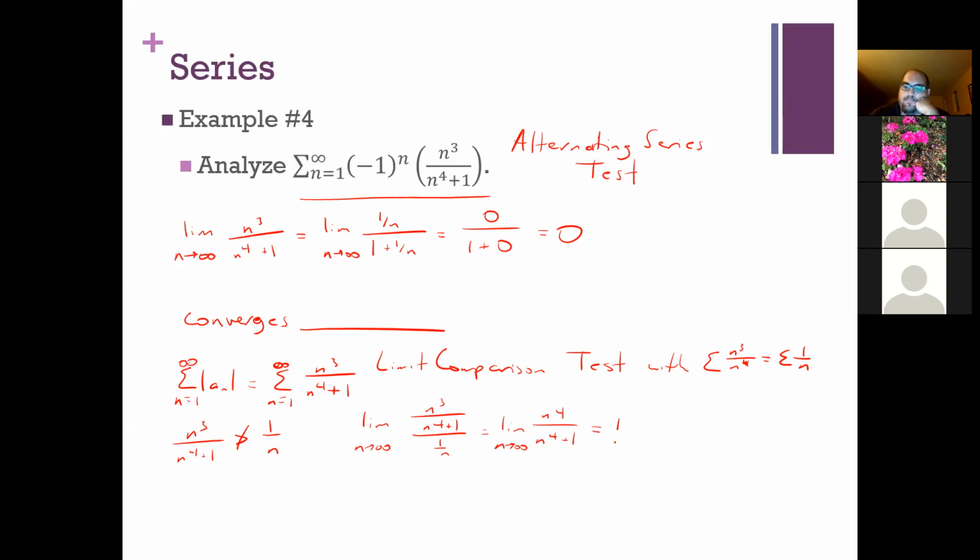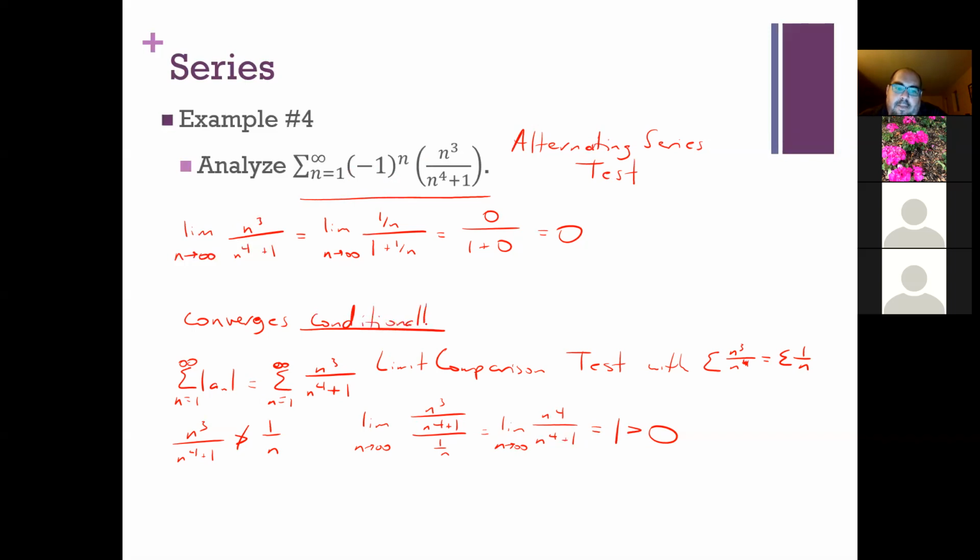And this limit is equal to 1. And since that's positive, that tells me that this series right here diverges. So the absolute value diverges. So does that mean that my alternating series converges conditionally or absolutely? Conditionally. That's conditional convergence. Yep.